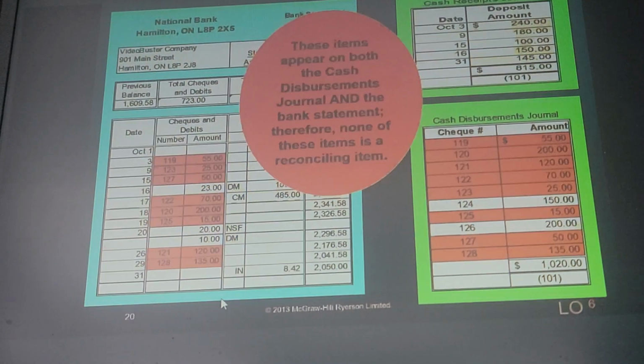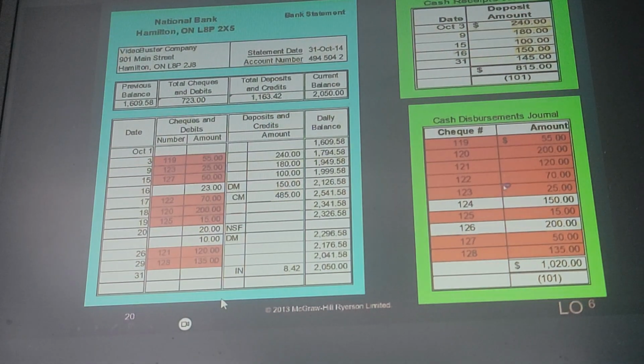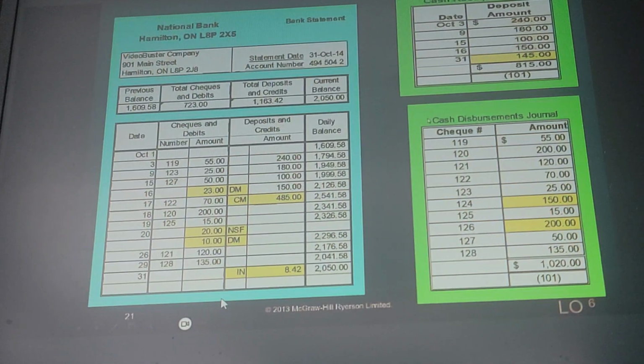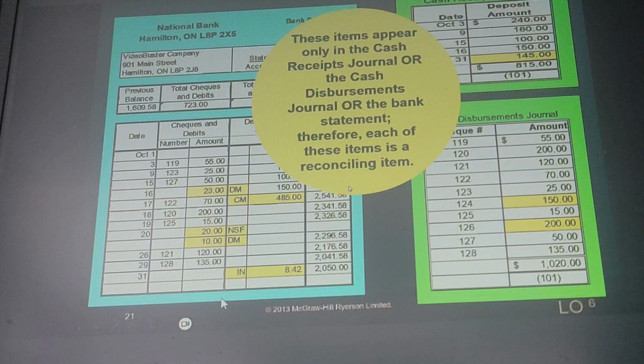So whatever was not showing here, see, the 145 is not showing. See this? 124, 126 is not showing in the list of checks, right? So these items appear only in the cash receipts journal or the cash reimbursement journal or on the bank statement. These should be items for reconciliation. Okay, so it's a matter of comparison. This check is not there yet. So what did we call this? Outstanding check, outstanding check, outstanding check.